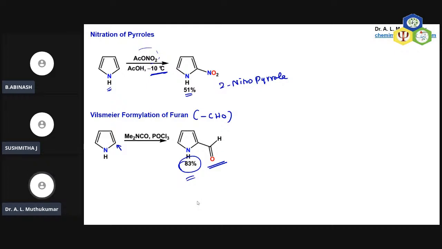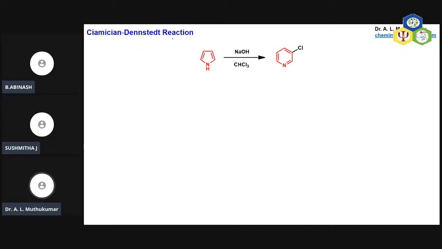Okay, fine. The next reaction I'm going to discuss is very important. CSIR has asked questions on it two times, not exactly the same molecule, but with different molecules. So keep in mind, this reaction is known as the Ciamician-Dennstedt reaction. This reaction involves the reaction of pyrrole with sodium hydroxide followed by chloroform, which gives 3-chloropyridine as the final product. Let me explain the mechanism of this Ciamician-Dennstedt reaction.